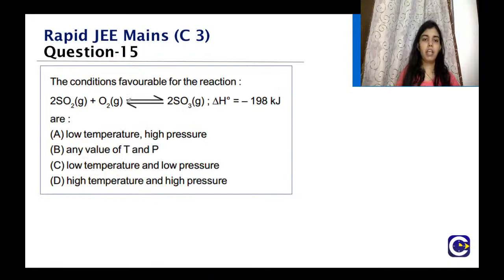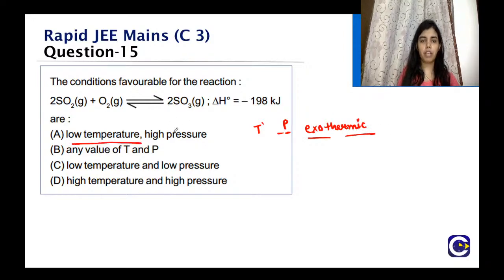Question number 15. The conditions favorable for the reaction 2SO2 plus O2 giving 2SO3, delta H0 is given as minus 198 kilojoule. So it is asking about temperature and pressure basically, right. If you see that the delta H value is negative, the temperature should be decreased. Why? Because it is an exothermic reaction, and exothermic reactions are favored at low temperatures.